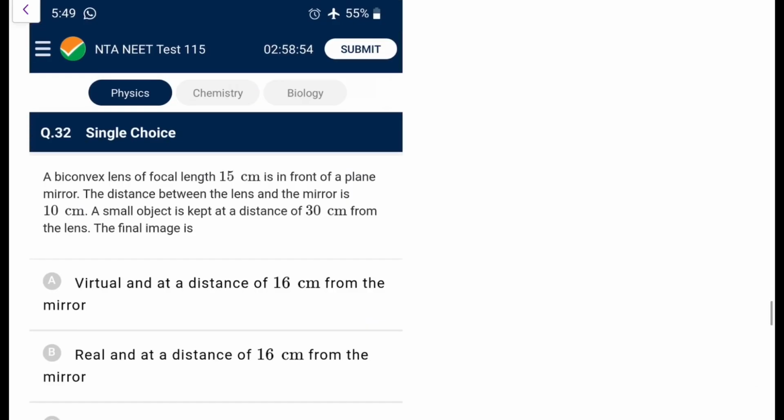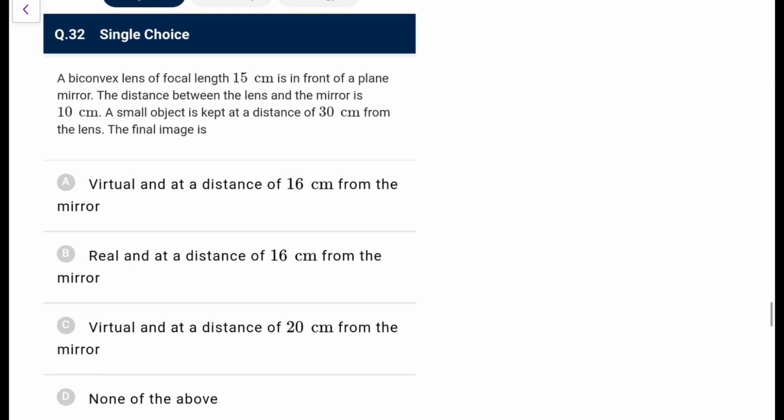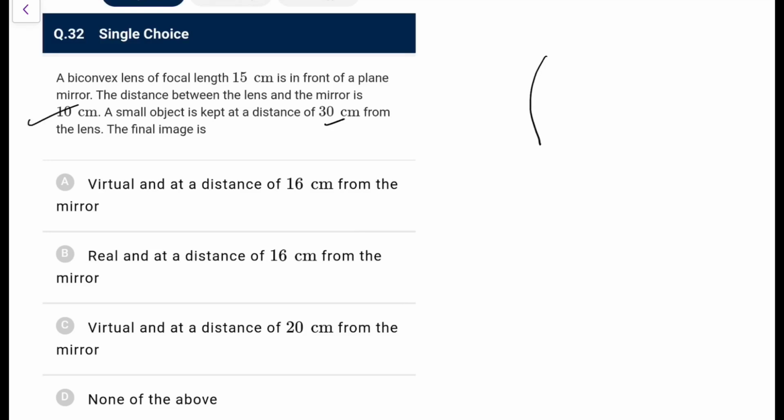Next one. A biconvex lens of focal length 15 cm is in front of a plane mirror. The distance between the lens and the mirror is 10. A small object is at distance 30 from the lens. Find the final image. It's an easy one for you. It is at a distance 30 first of all. 30 is 2f, so because it is 2f, the image will be formed at 30. But here you have a mirror. For the plane mirror, the object is virtual at a distance 20 cm. So the image will be 20 cm in front of it.